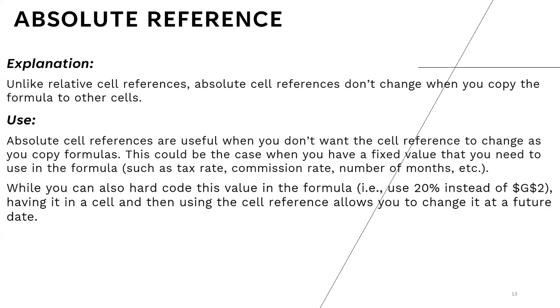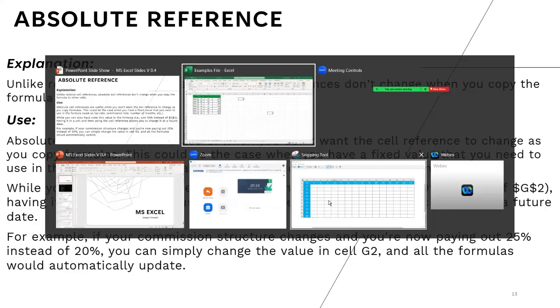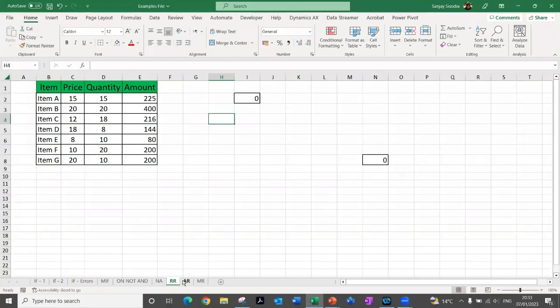But if you use a cell reference, then you will have to just update the tax rate or the commission rate or number of months in that particular cell, and it will get replicated in all the places wherever you have used that particular cell. So before moving further, let's look at an example here.